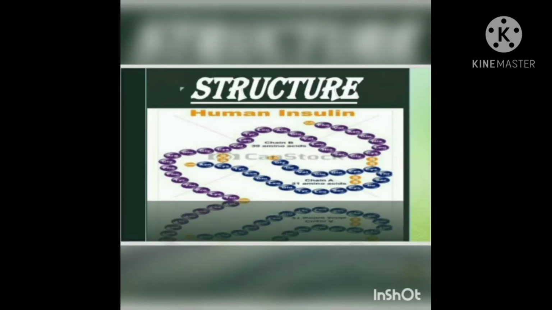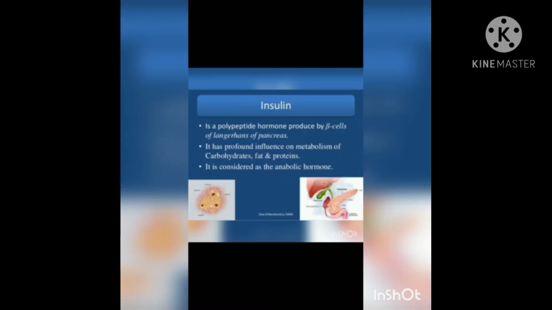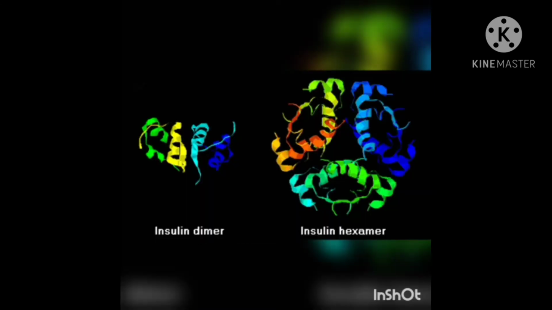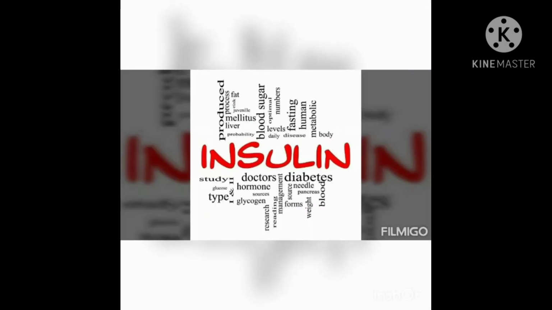Insulin is a polypeptide hormone produced by beta cells in the islets of Langerhans of the pancreas. It has a profound influence on metabolism of carbohydrates, fats, and protein. It is considered an anabolic hormone. Human insulin contains 51 amino acids arranged in two polypeptide chains: chain A with 21 amino acids and chain B with 30 amino acids. Insulin is a hormone produced in the pancreas which regulates the amount of glucose in the blood.